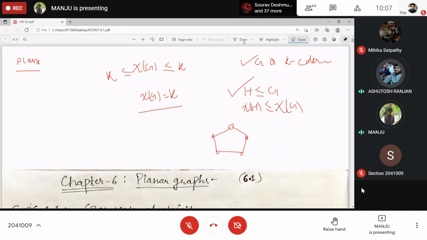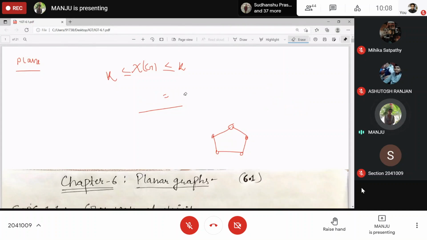Okay, ma'am, I got it. In small graphs, if you are able to decide this is the minimum coloring, then the corresponding number is the chromatic number. And if a complicated graph is there, you can use this formula, this method.